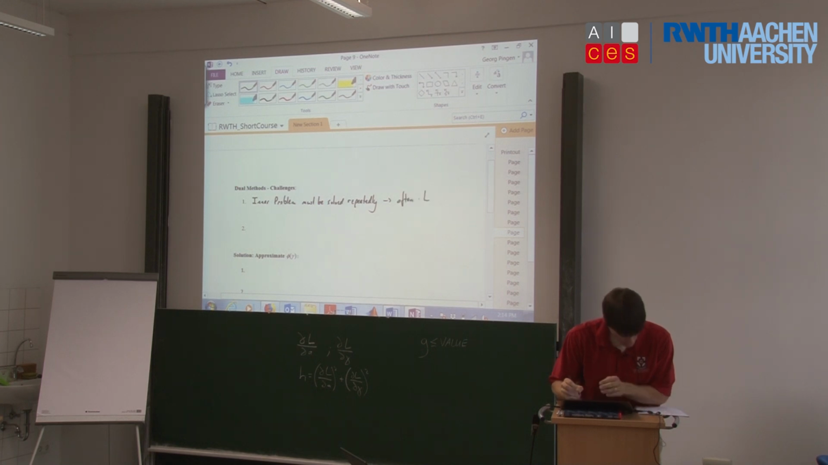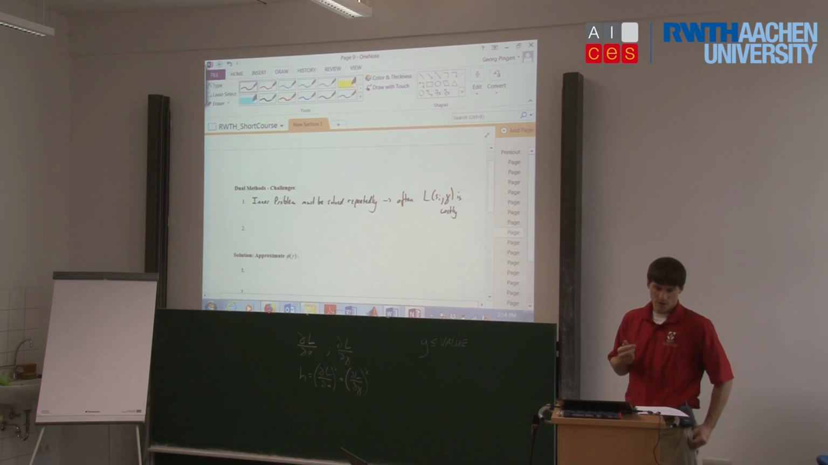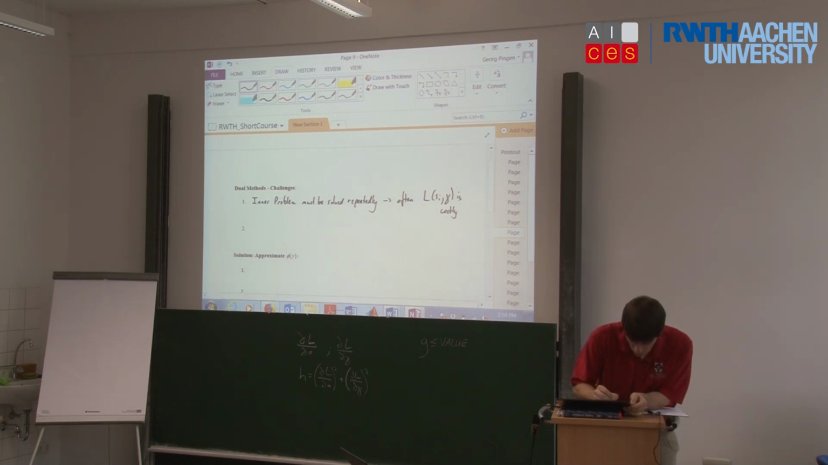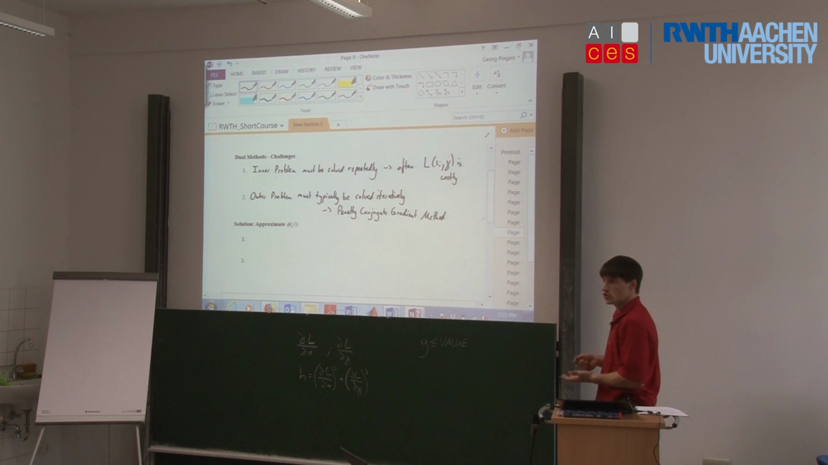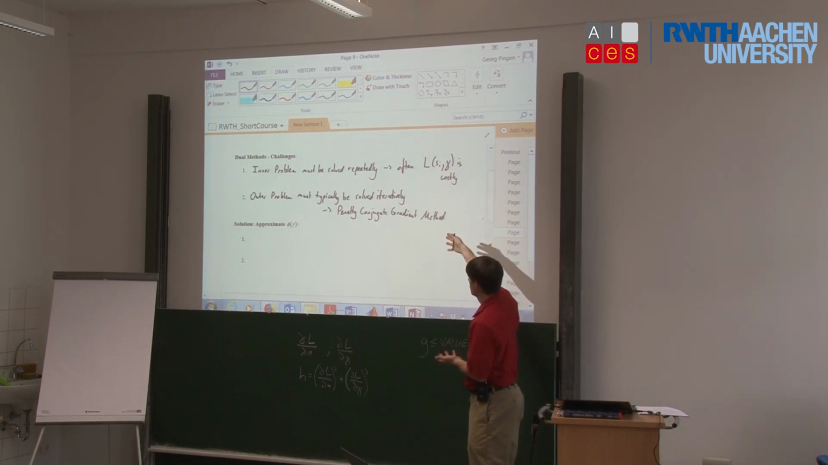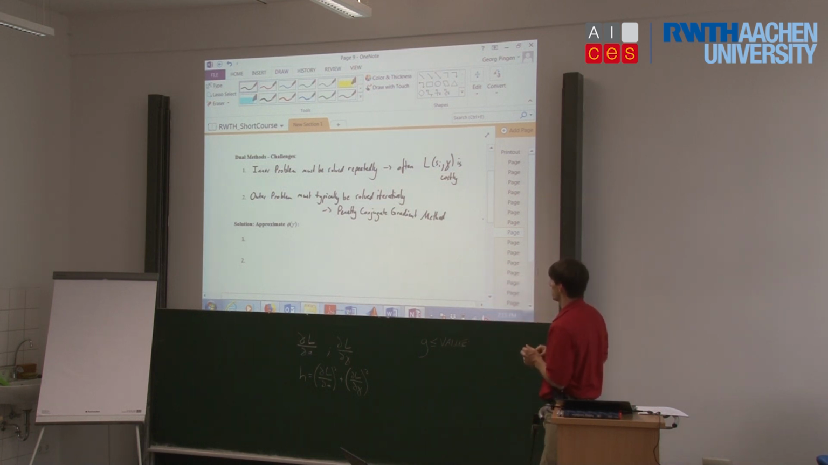Often L(S, I, gamma) is costly because we have a CFD problem. The outer problem, okay, must typically be solved iteratively. And so oftentimes you might use something like a penalty conjugate gradient method. And so our solution now is, well, instead of using the line search on the outside, we use a penalty conjugate gradient method, which is a little smarter than just a line search.